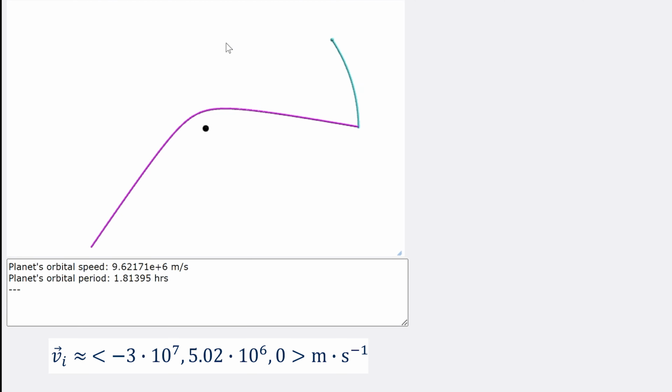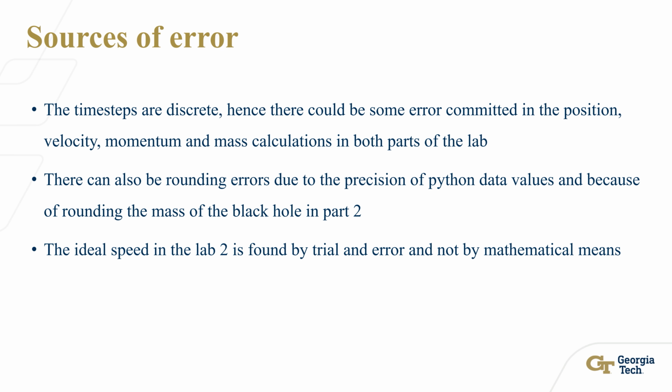Some possible sources of error are that the time steps are discrete, hence there could be some error committed in the position, velocity, momentum, and mass calculations in both parts of the lab. Also, there can be rounding errors due to the precision of Python data values and because of rounding the mass of the black hole in part 2. The ideal speed in part 2 is found by trial and error, not by mathematical means.